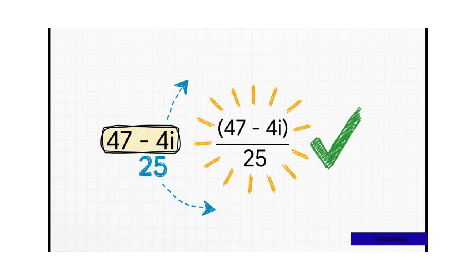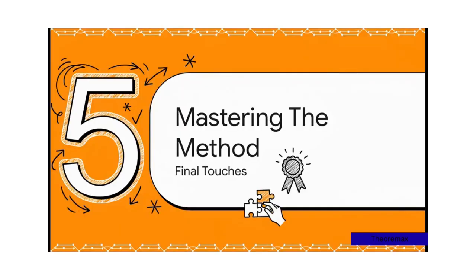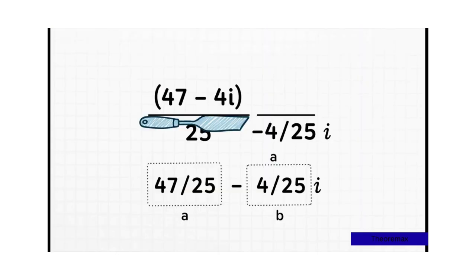And would you look at that? No more i on the bottom. Mission accomplished. We are basically done, but to really master this, we have to present the answer in its final standard form, and then we'll quickly go over the key things to remember. So the standard way to write a complex number is in that a plus bi format. All we have to do is split our fraction into two pieces, the real part, which is 47 over 25, and the imaginary part, which is -4 over 25 times i. And that is our final perfectly simplified answer.